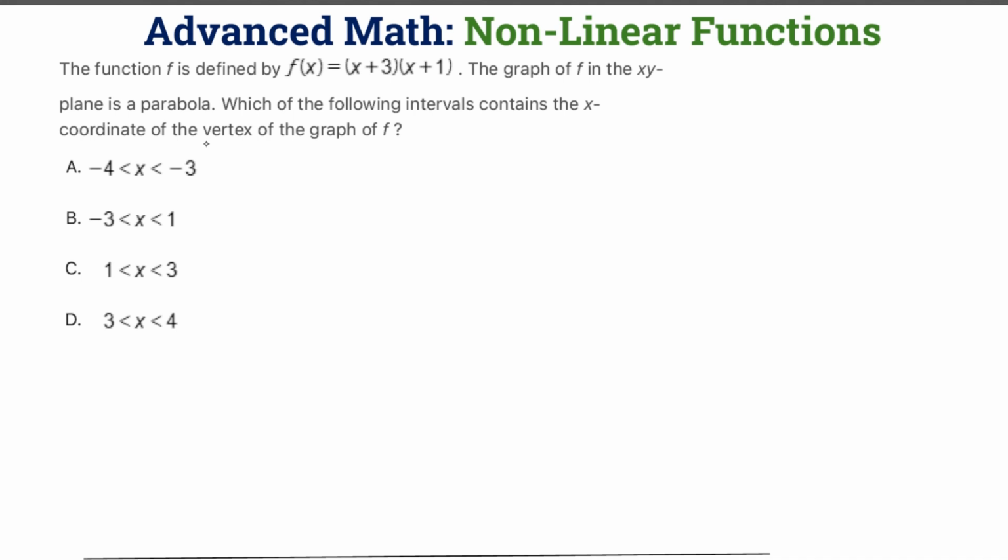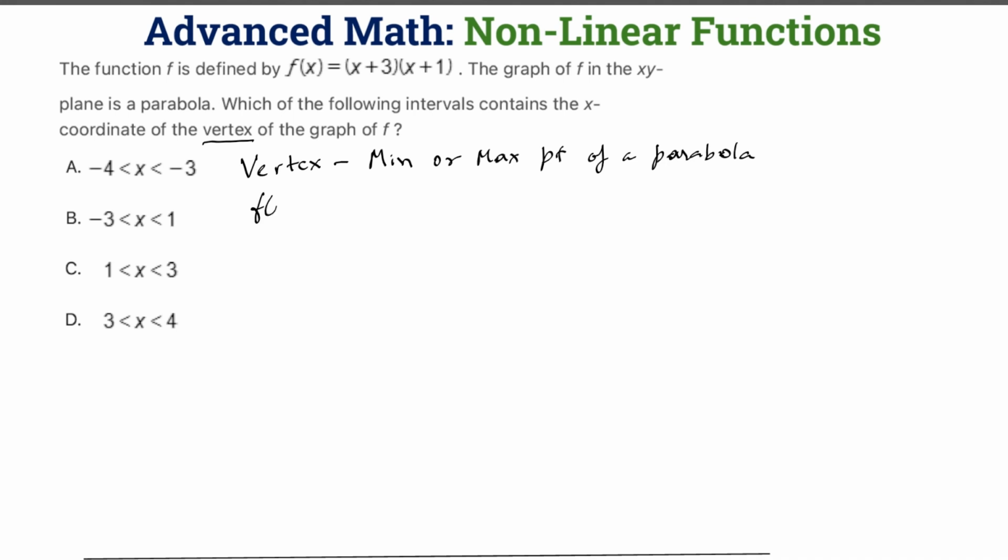So first we need to figure out what a vertex is. So the vertex of a parabola is the minimum or maximum point of a parabola. That's the vertex. And whether it's going to be the minimum or the maximum point depends on the coefficient in front of the x squared term.